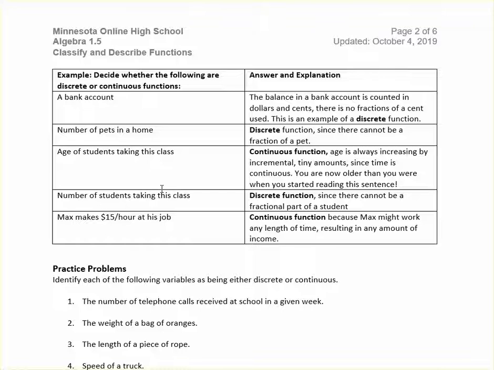Now, the number of students taking this class, that's just counting. 1, 2, 3, 4, 5, 6, 7. You would just say it's 21. That's it. It's done. You write it down.